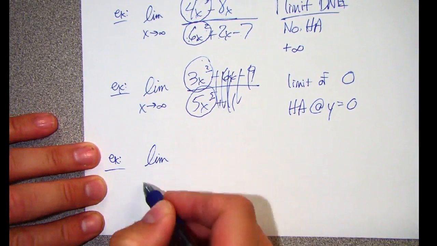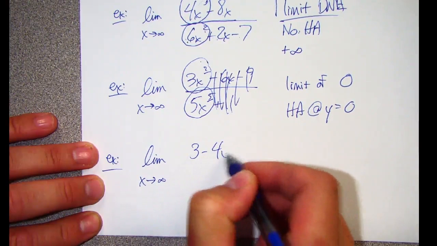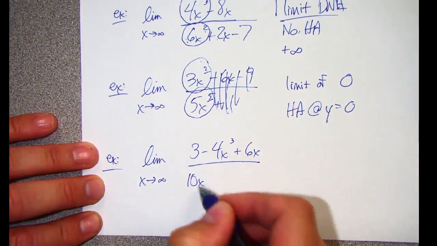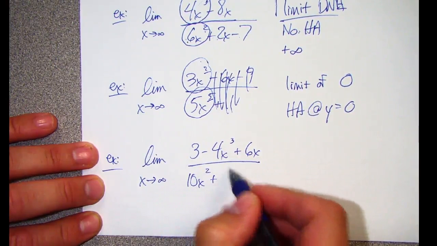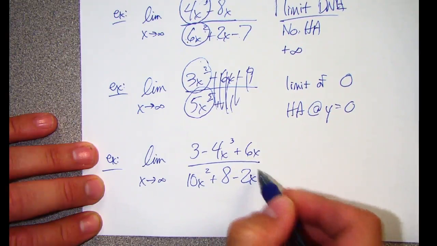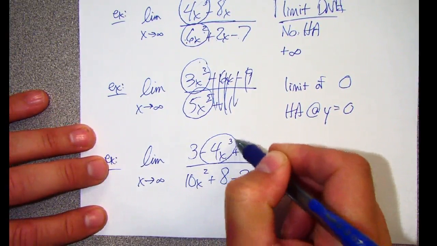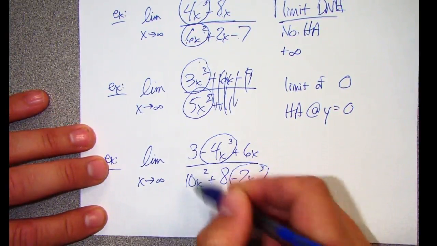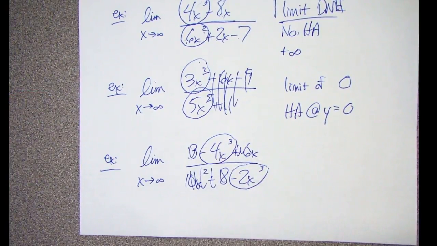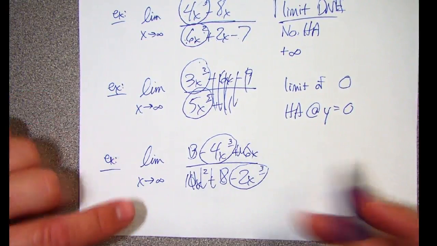And then the third kind is if they're tied. So let's say 3 minus 4x to the third plus 6x over 10x squared plus 8 minus 2x to the third. So we want the term with the highest power. None of the rest of it matters. You can kind of cross it out even or erase it if you want. Then compare the powers in those terms, so 3 and 3, so those are tied. And then what you do is look at the coefficients.